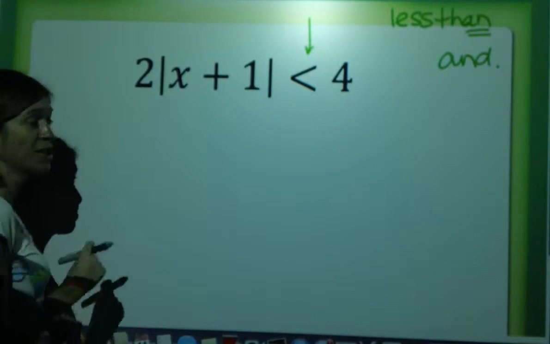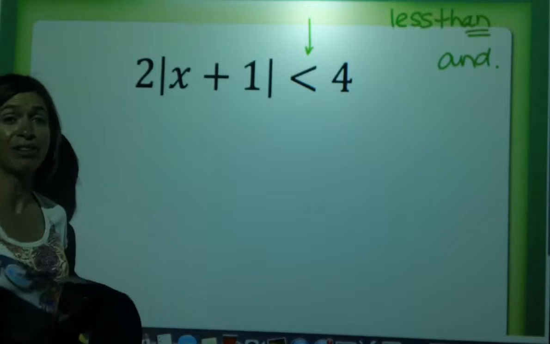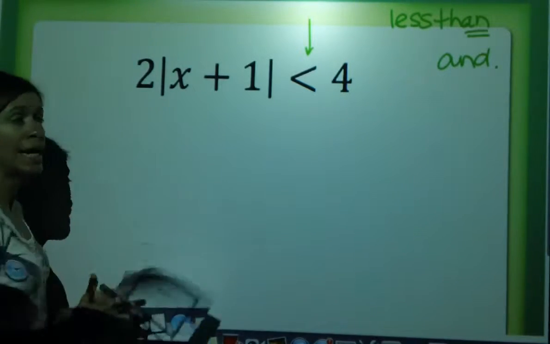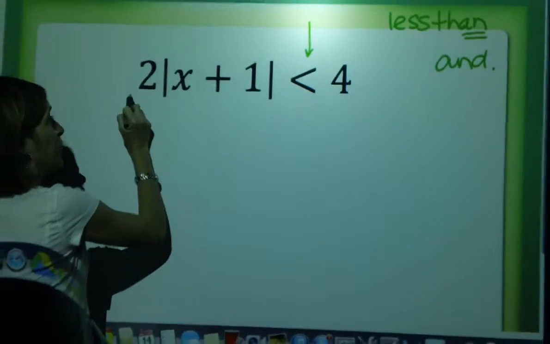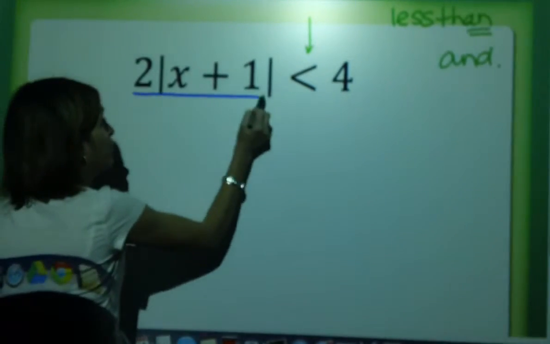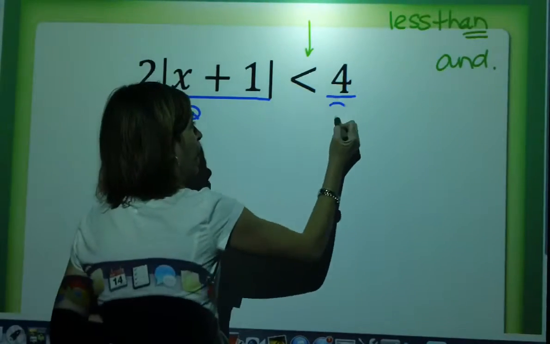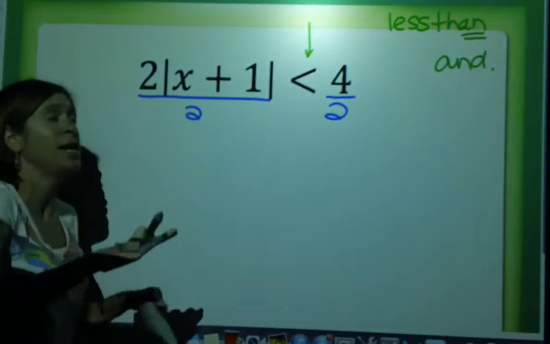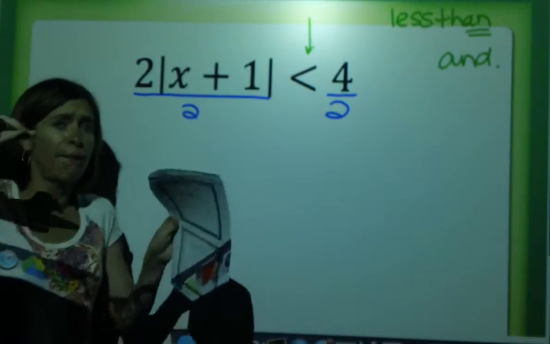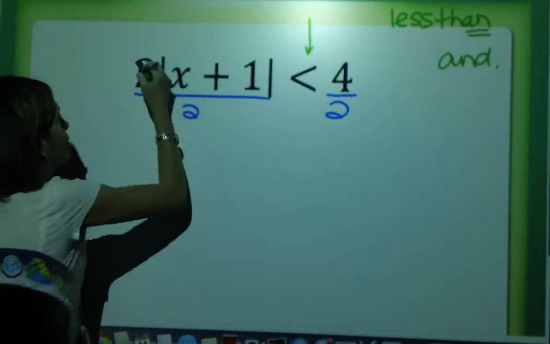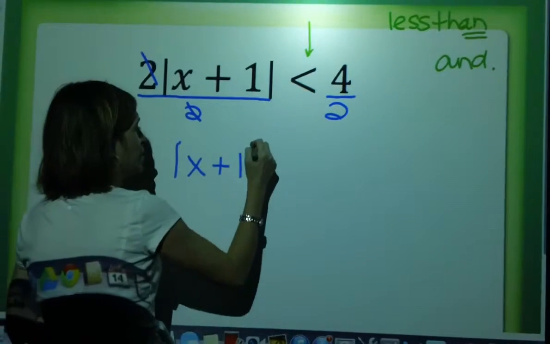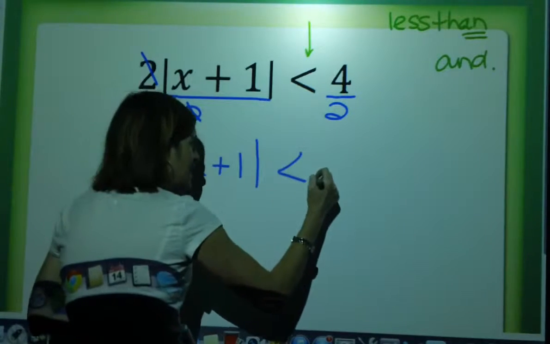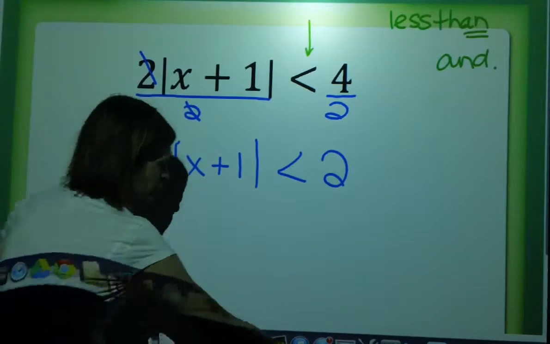But first, step one with these absolute values is always going to be to isolate the absolute value bars. So we have to get rid of this 2. We divide it to the other side. We're not going to distribute it through the x plus 1 because those are not parentheses. This cancels, and we now have the absolute value of x plus 1 is less than 2.